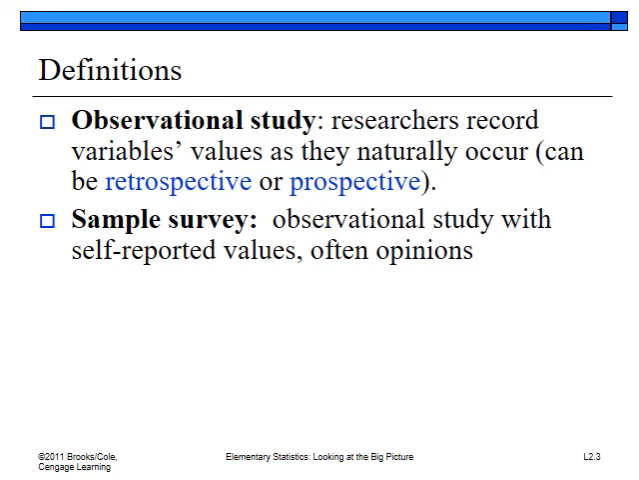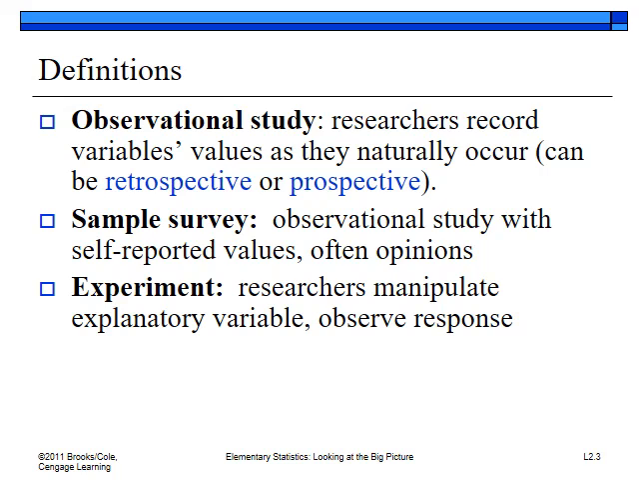One specific type of observational study is a sample survey. In a sample survey, the members of the population, or the sample, I should say, report their own values for the variables. This leads to several problems that we'll talk about later on in this video. An experiment is a study in which researchers have control over the variables.